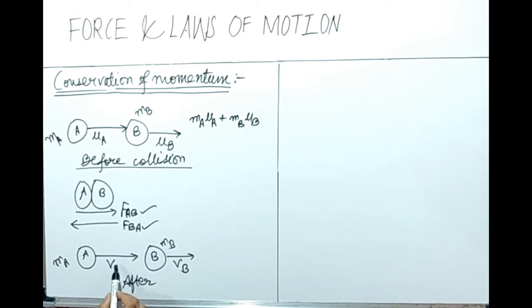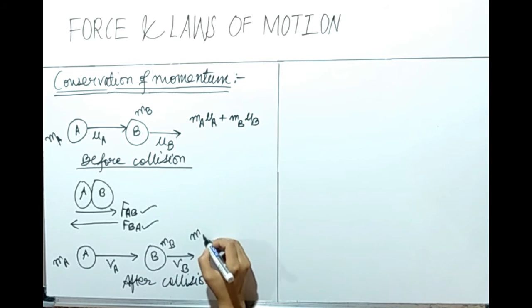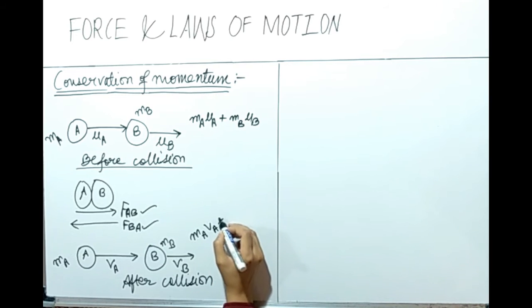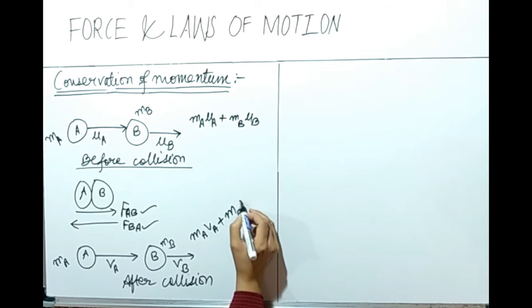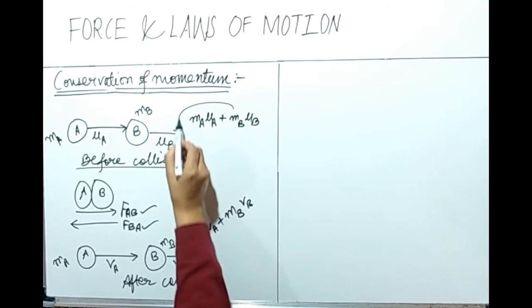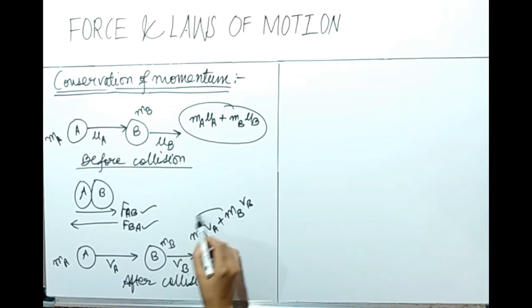After collision, what have we changed? The velocity of their movement. Velocity VA of ball A, velocity VB of ball B. So after collision, what will be the momentum? MA VA plus MB VB. Here we have written the momentum before collision, and here we have written the momentum after collision.